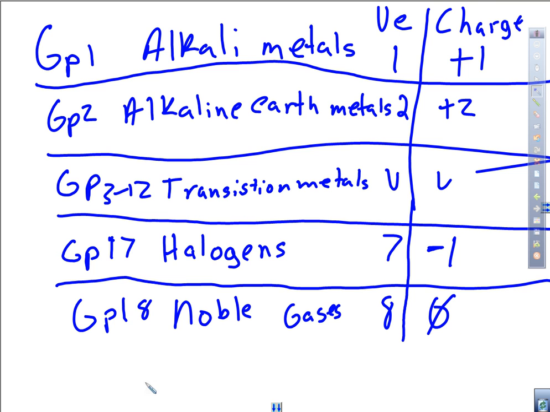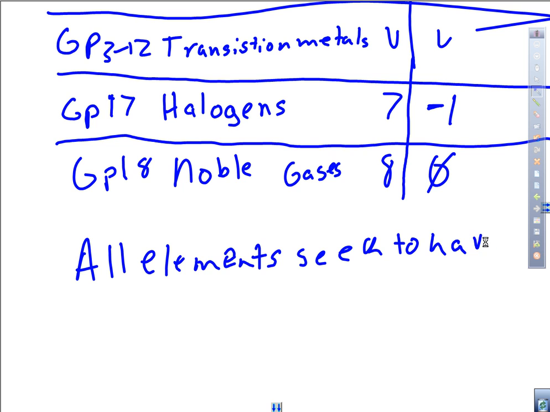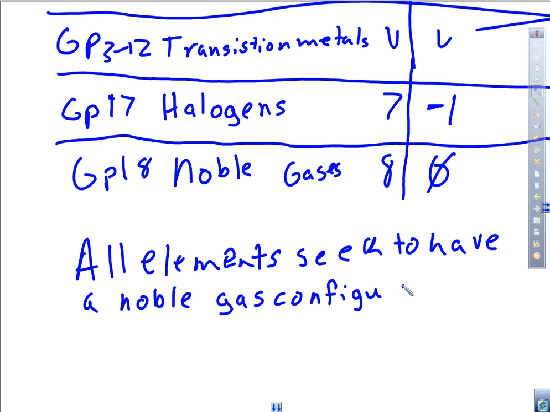Now, here's an important thing to remember. All elements seek to have a noble gas configuration. Does that mean 8 valence electrons? Exactly. So if we say this is to have 8 electrons. All right. So, moving right along.